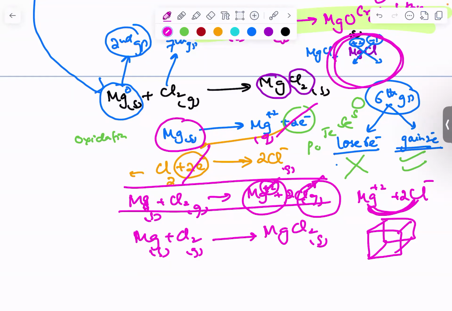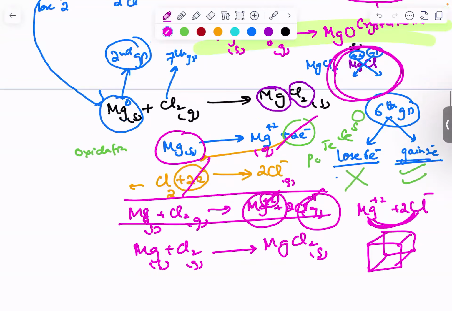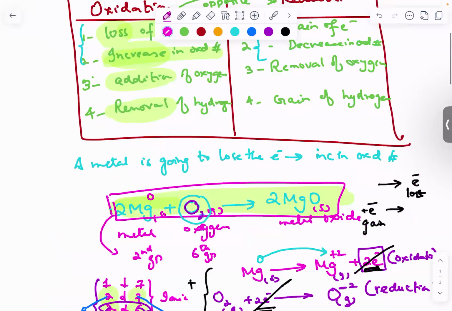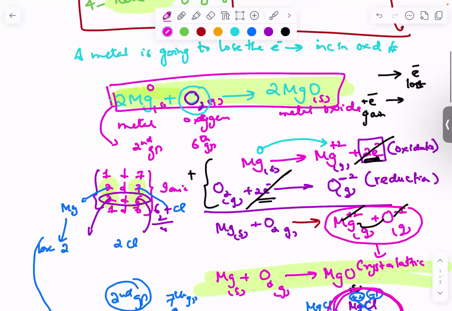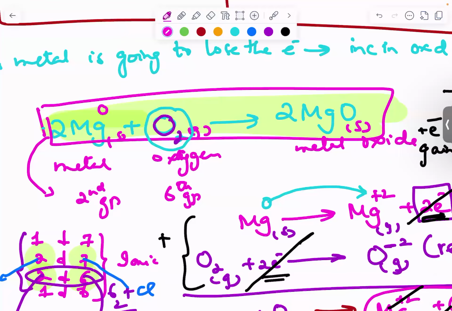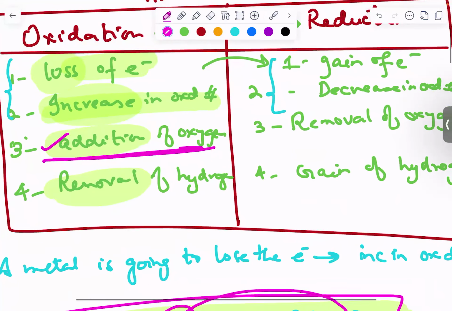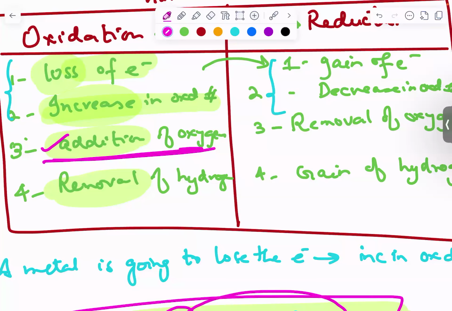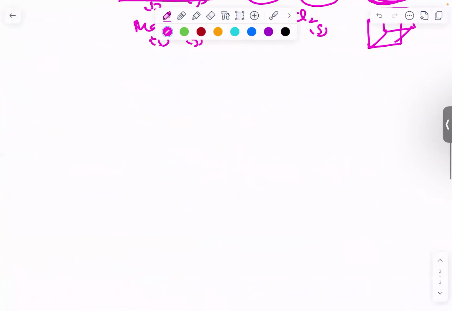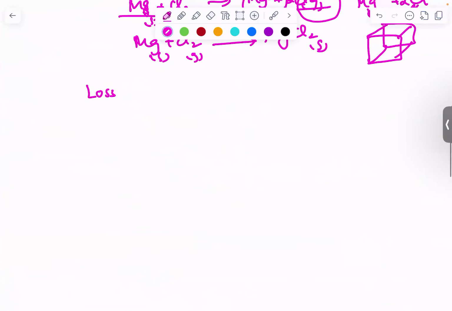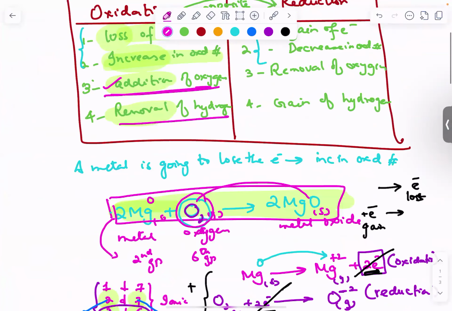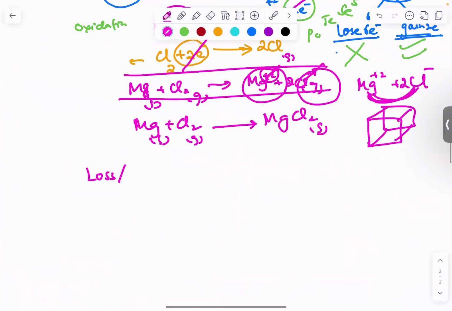So both the definitions have been done. However, now comes the next one, that is addition of oxygen. I think addition of oxygen has already been covered in this, because you can see that oxygen has been added. So this definition is also covered. I hope it's all clear. Now the last one, the last definition is loss of hydrogen. Now I'm going to cover that loss or removal of hydrogen.